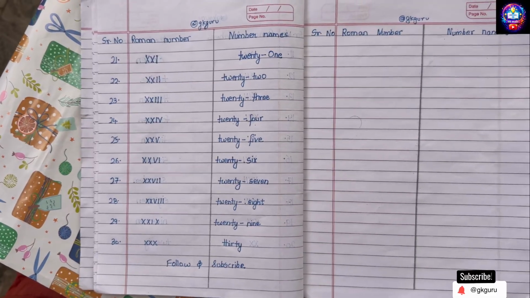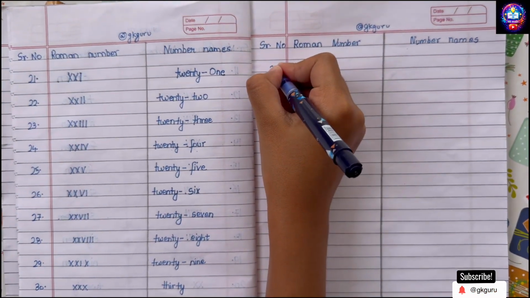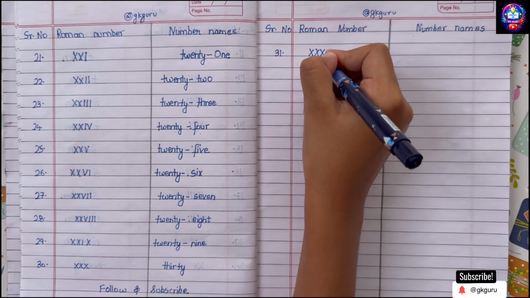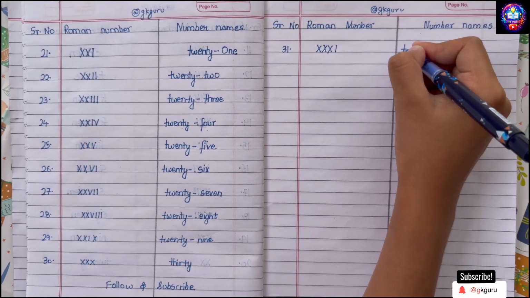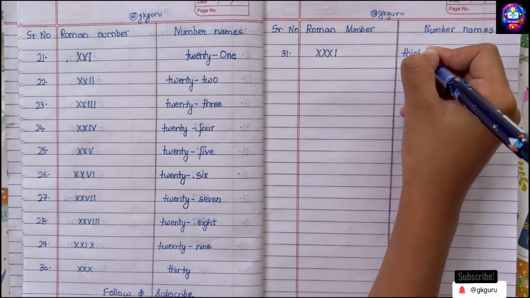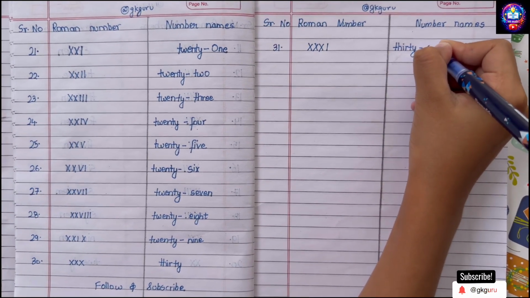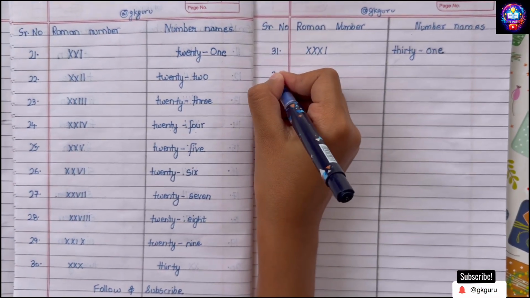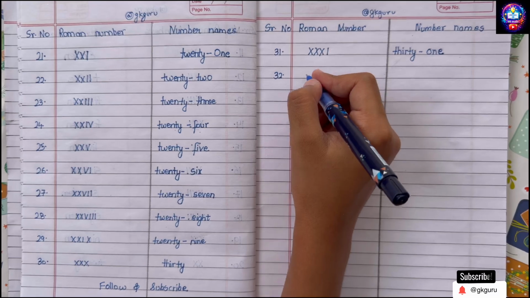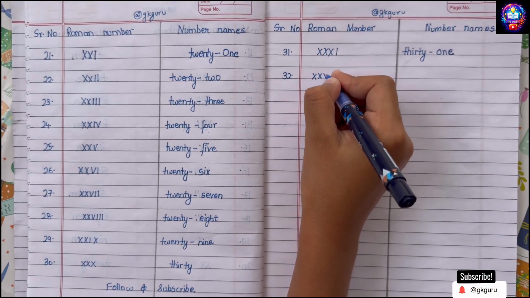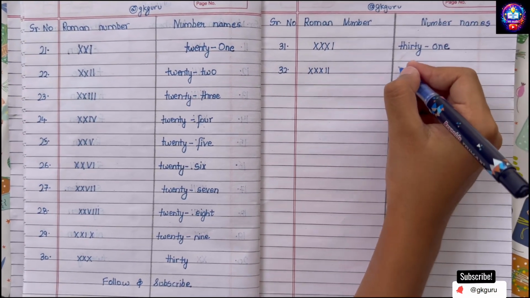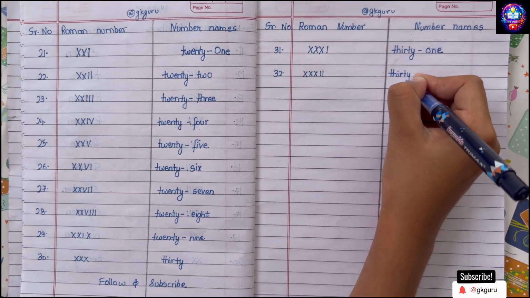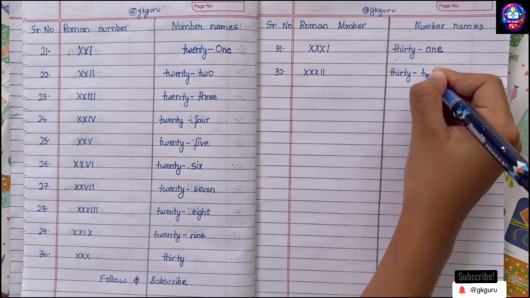Next we have 31 to 40. 31 serial number. Roman number 31. Number names T-H-I-R-T-Y O-N-E, 1. Serial number 32. Roman number 32. And number names T-H-I-R-T-Y T-W-O, 2.